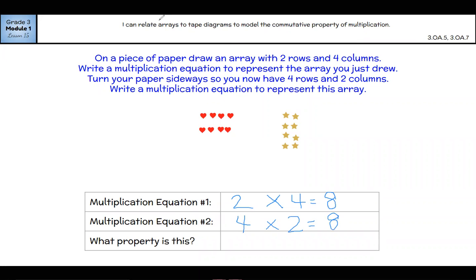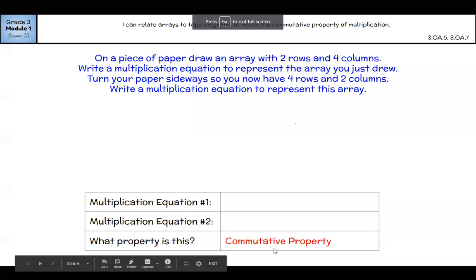And it says, what property is this? So this is called the commutative property. I think it'd be easier if I type this in, so I'll type it in. Okay, so I have written the words commutative property in here, and that's what that was showing.